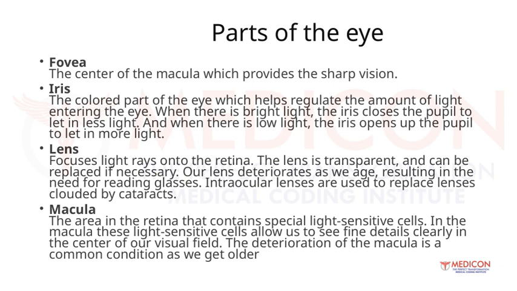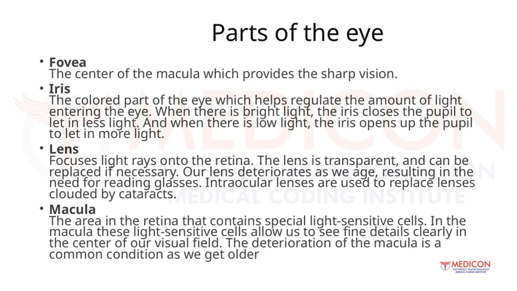Next, there's the iris, which is the colorful part of the eye. Its main job is to regulate how much light enters your eye. When you're in bright sunlight, the iris contracts to make the pupil smaller, letting in less light. Conversely, in low-light conditions, the iris relaxes and the pupil opens wider to let in more light, helping you see better.